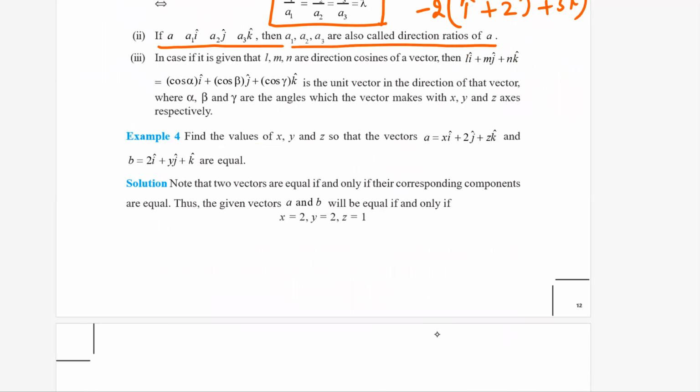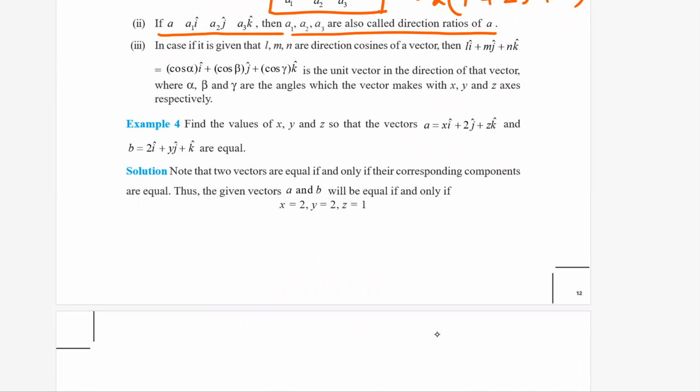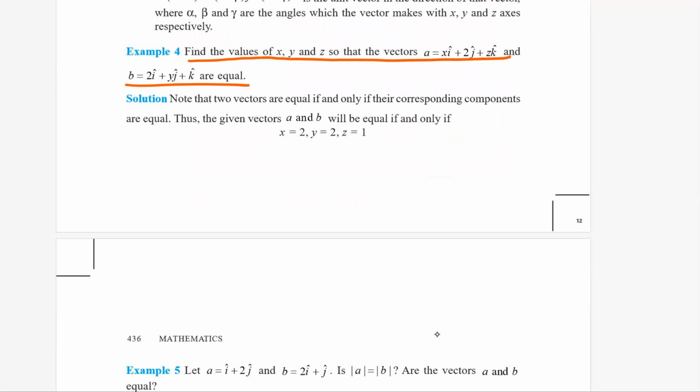Coming to example 4. Find the values of x, y, z so that these vectors are equal. You can do it orally also. What is the value of x and what is the value of y? Ma'am, x is 2, y is 2, and z is 1. Yes, we just have to compare the corresponding components.